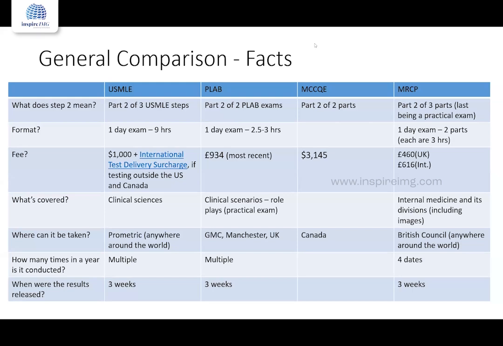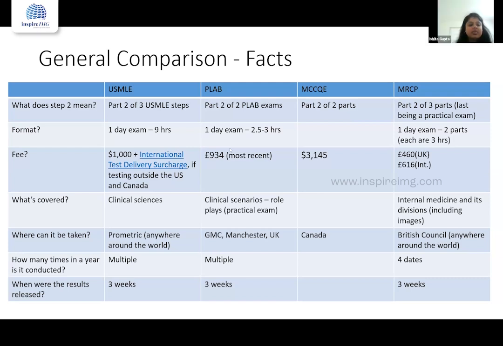But MRCP Part 2 also is much more decision making compared to Part 1. That was more, again, factual. Now, where can all these exams be taken? Where's the center? Is it around the world? Is it only in a certain city, etc.? That's what I want you to know.